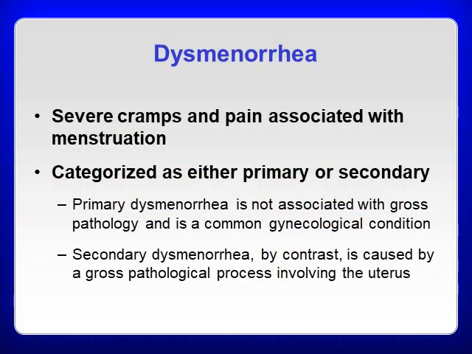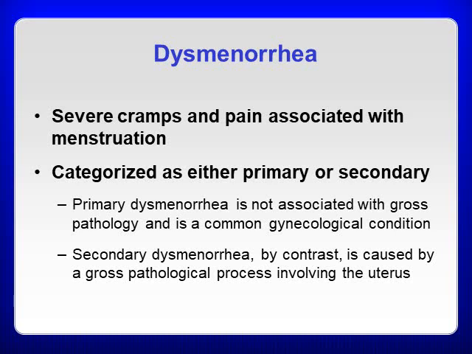All right, so now we're going to look at some issues as they relate to the female menstrual cycle. Dysmenorrhea is a presentation of severe cramps and pain associated with menstruation, and this gets categorized as primary or secondary based upon the causes. Primary dysmenorrhea is not associated with a growth pathology. Primary basically means there's not a specific cause to it. It's just basically the process that individual person is going through.